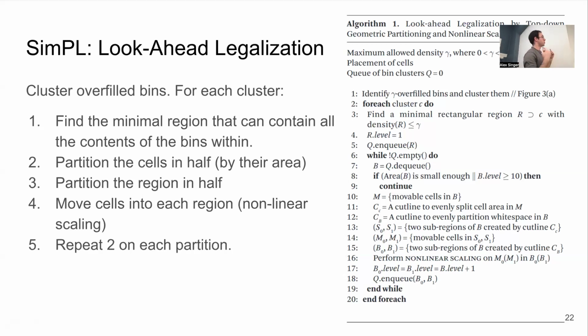And then finally, repeat step 2 on each partition. And so this is a bi-partitioning approach. So we keep cutting the space in half, cutting the space in half, cutting the space in half, and we terminate once we have a small enough region that we don't have any overfill anymore, basically.